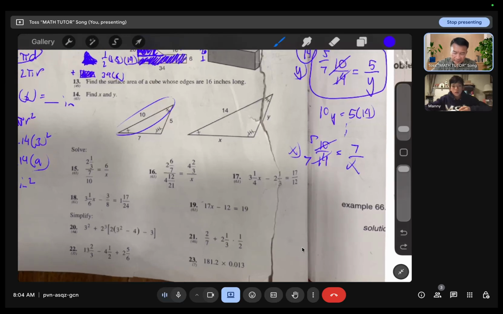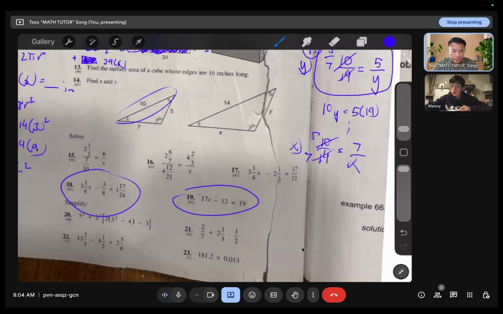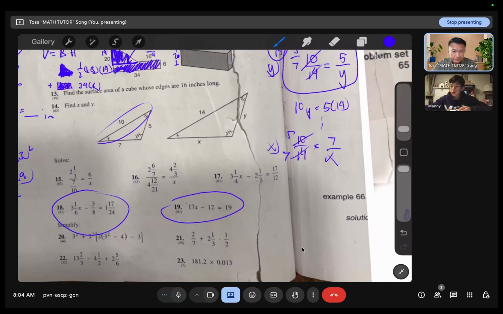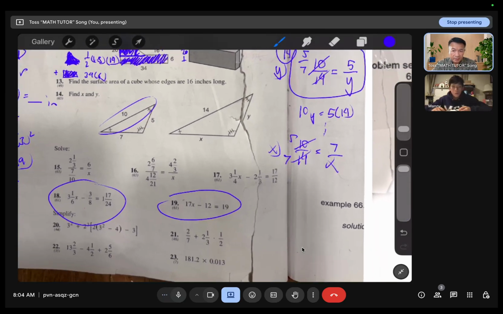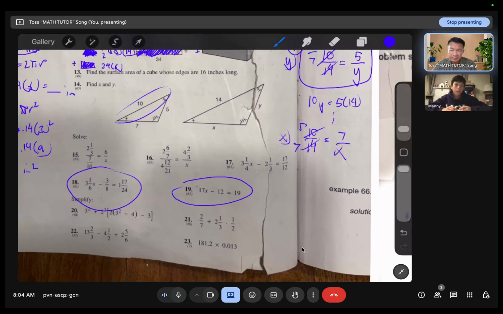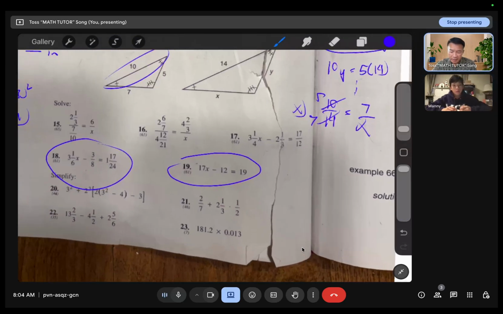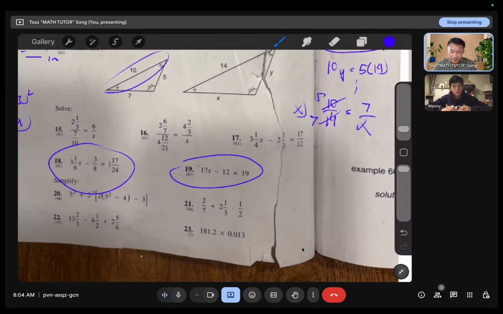I want to talk about 19 quickly. It's the same thing as 18. You copy this down, okay? Number 19: you add 12 to both sides and then divide both sides by 17. Okay, I think you know the pattern on this one. Same thing with 18: add 3/8 to both sides, then divide both sides by this coefficient. But I recommend you convert that first. Okay, I'll see you.